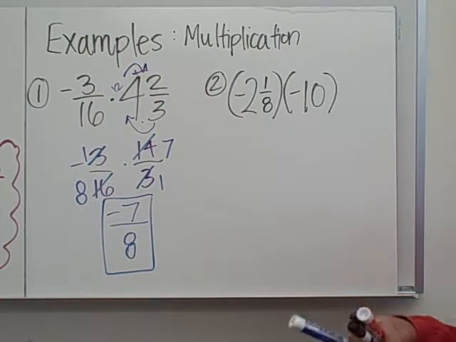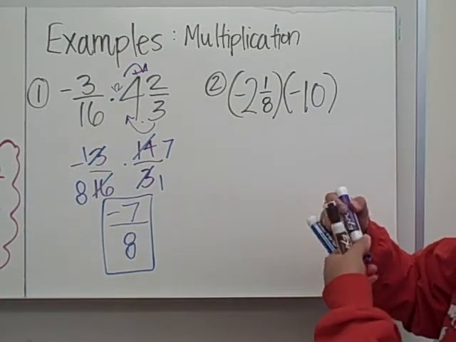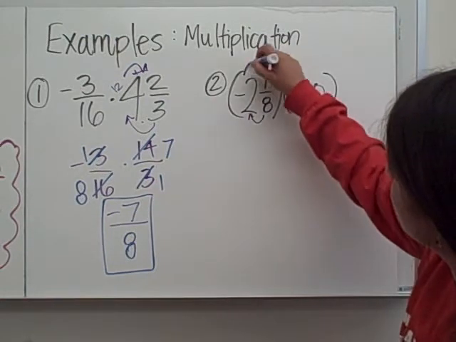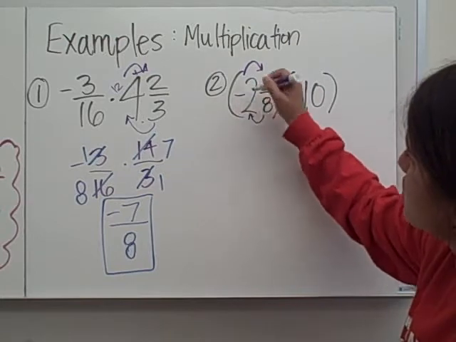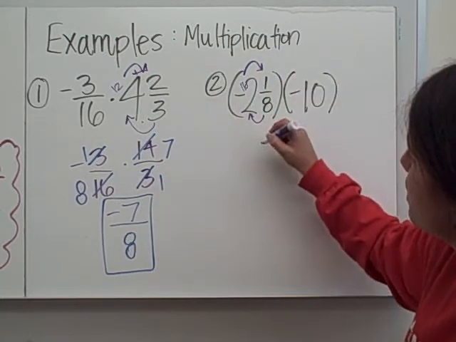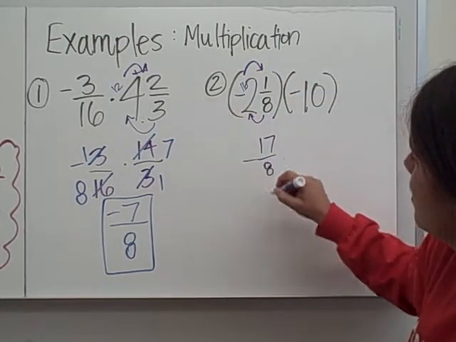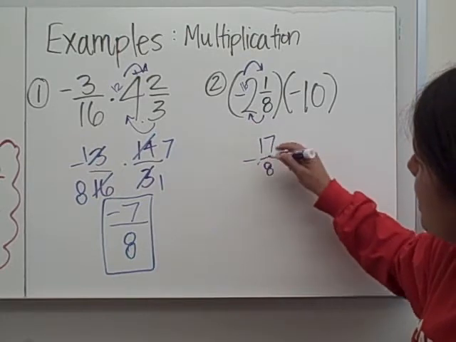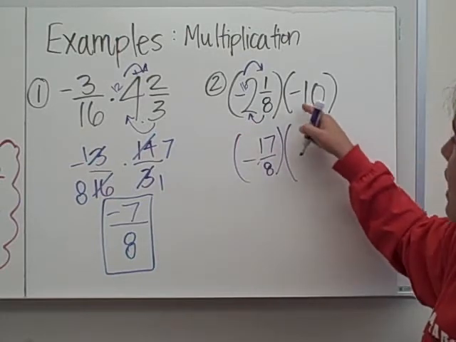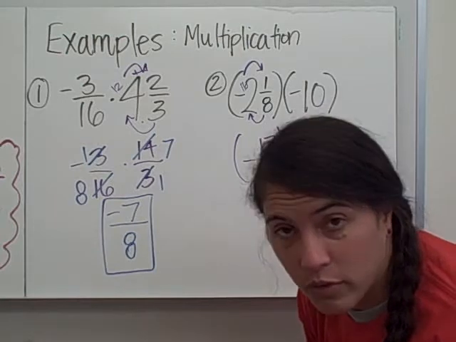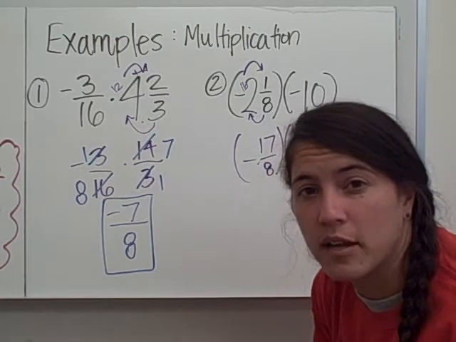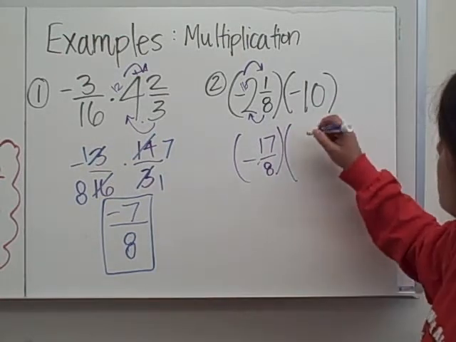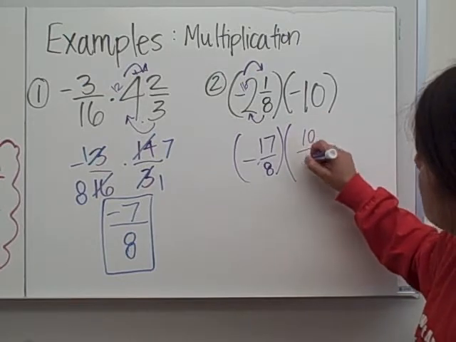Number 2. We need to change both of these to improper. So 8 times 2 is 16. 16 plus 1 is 17. So negative 17 over 8. And do y'all remember how to change a whole number into an improper? What do we put on the bottom? We put a 1. So this would be 10 over 1.